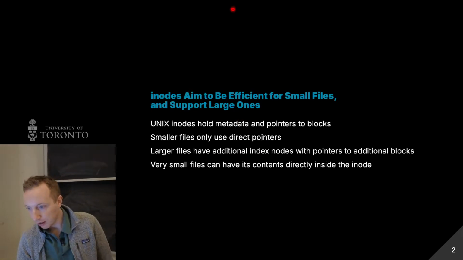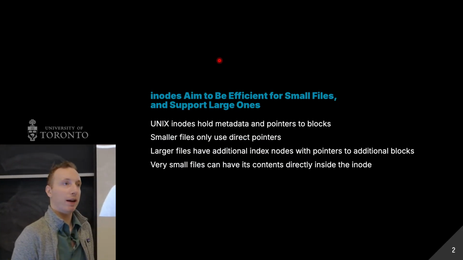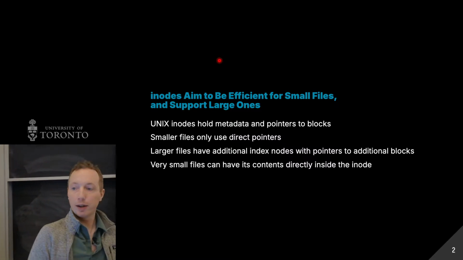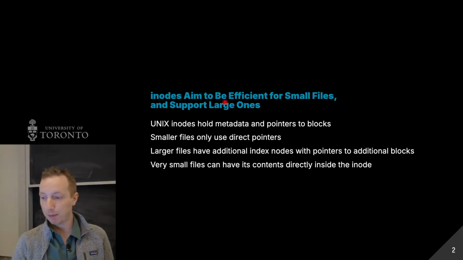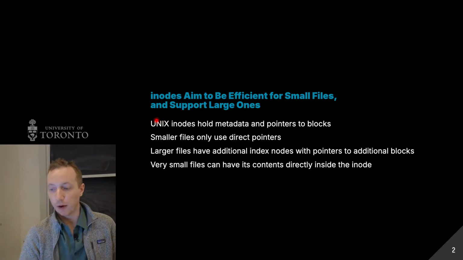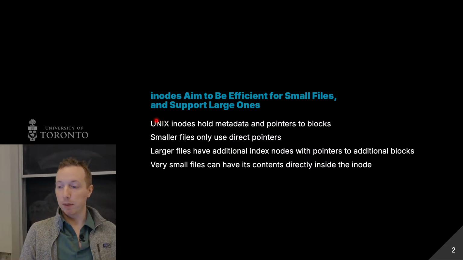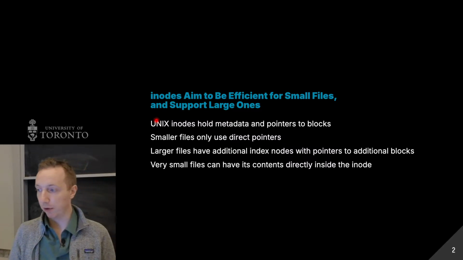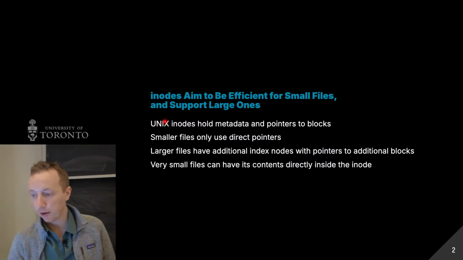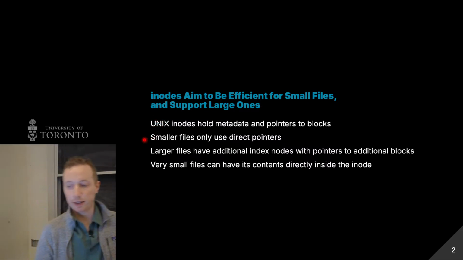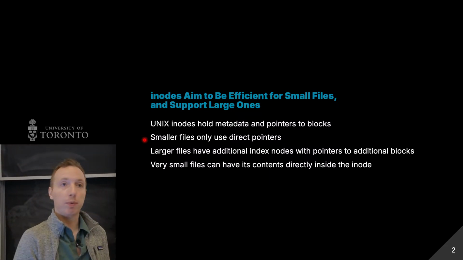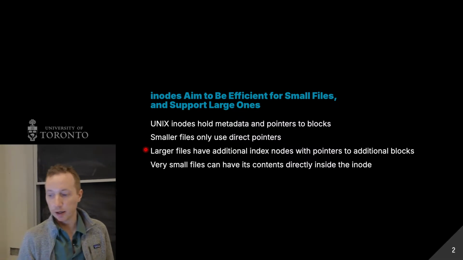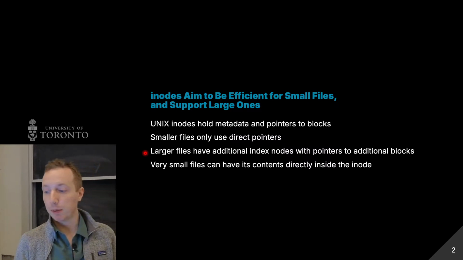Now, the reason we do that instead of just having a straight triple block or something like that is because we want inodes to be efficient for small files and also have flexibility to support large ones. So the inodes hold all of the metadata and pointers to blocks. All the inodes for all of the contents of your files are stored right next to each other on inode blocks. And the idea here is if the file is small enough, we want to only use direct pointers. We don't want to have to access pointers stored on a block. But if we have a really large file, that's what we have to do.